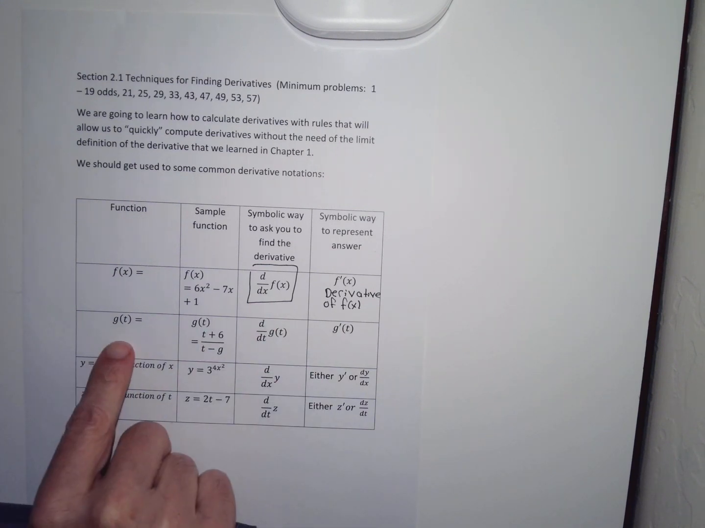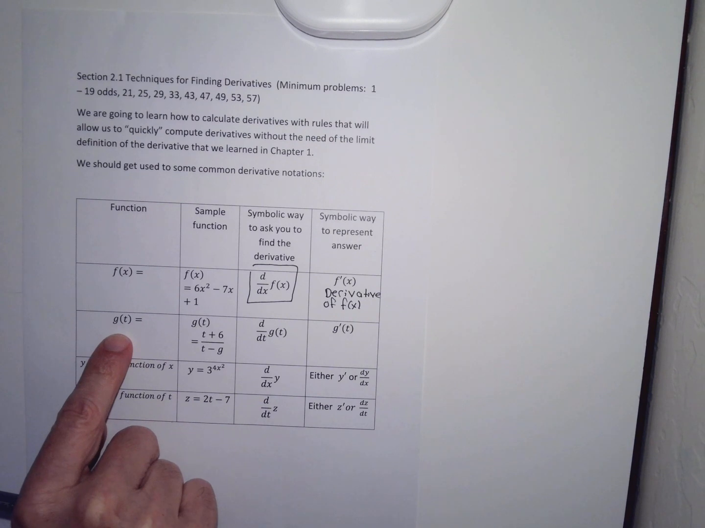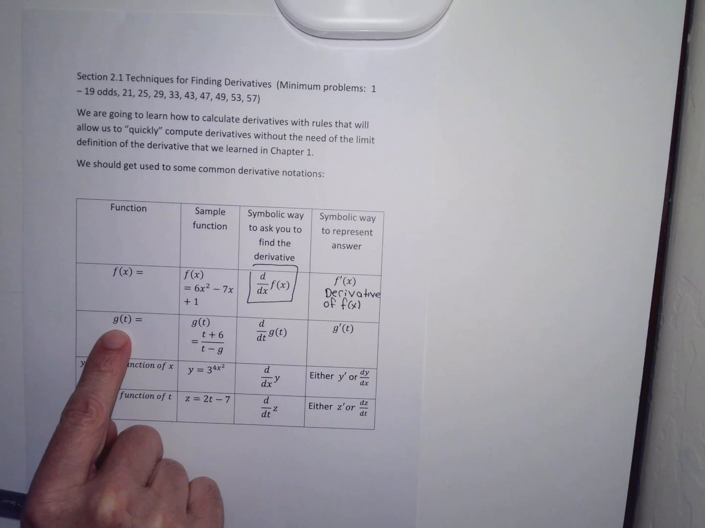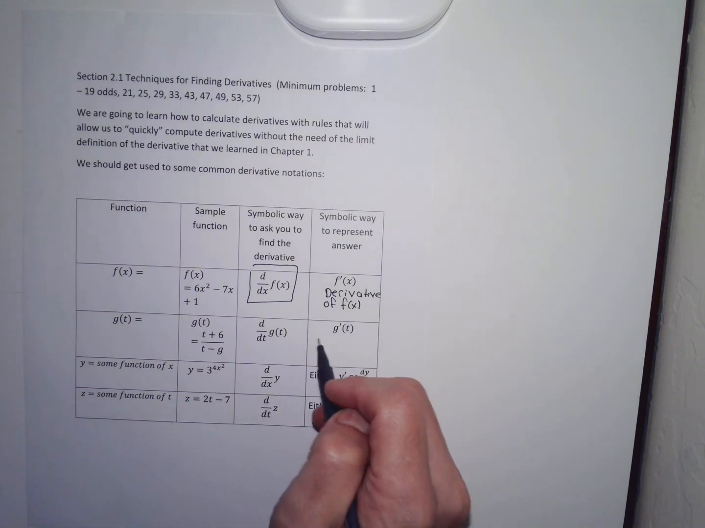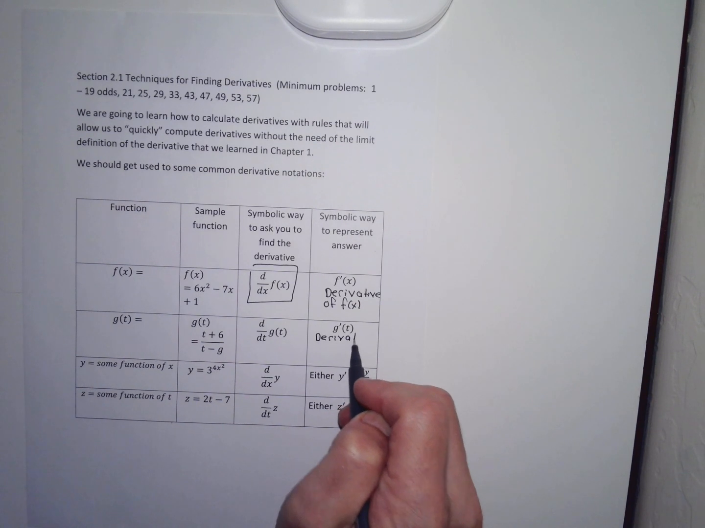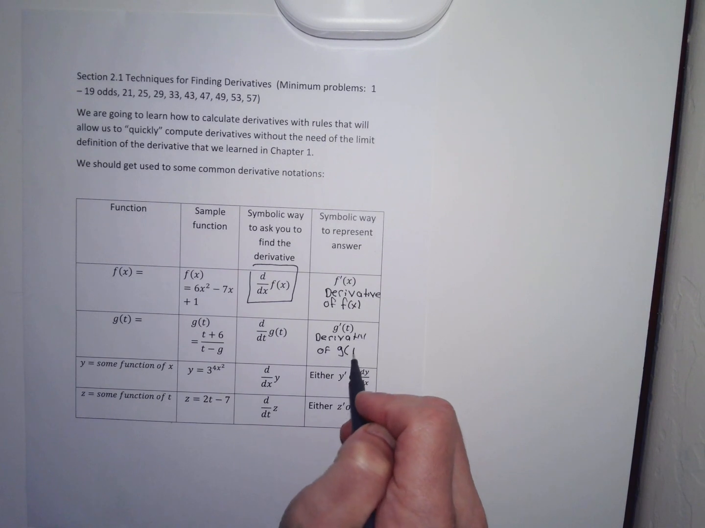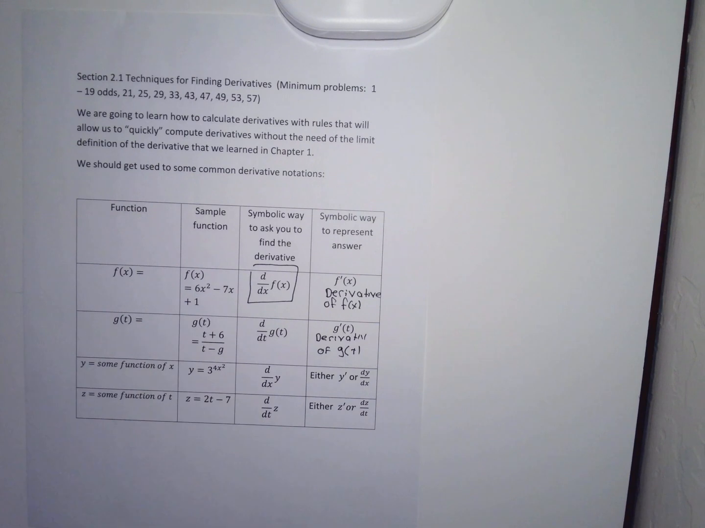If the function name isn't f and the variable isn't x, I can still ask you to find a derivative using this little d notation. And the derivative of something written in function notation is almost exclusively written with that little prime symbol. So this symbol is a representation of the derivative of the function g of t, meaning t would be the variable to the right of the equal sign as opposed to x.